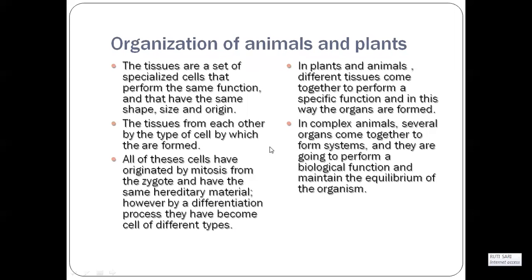Now, in plants and animals, different tissues come together to perform specific functions. And in this way, the organs are formed. In complex animals, several organs come together to perform a biological function and maintain the equilibrium of the organisms.